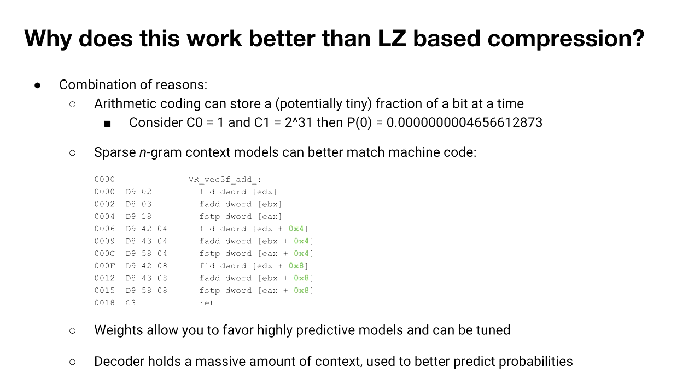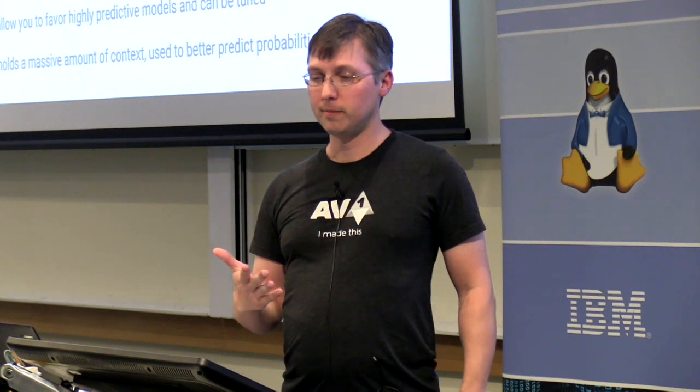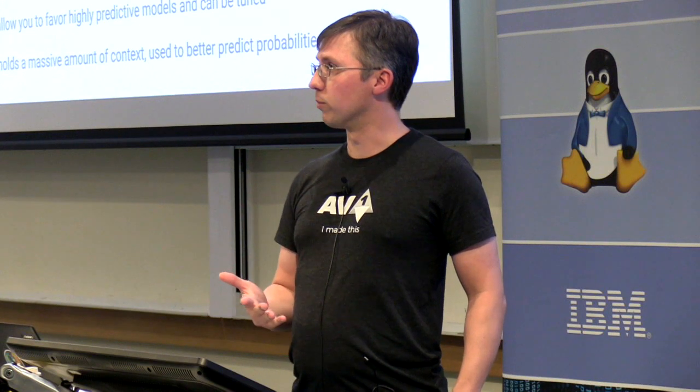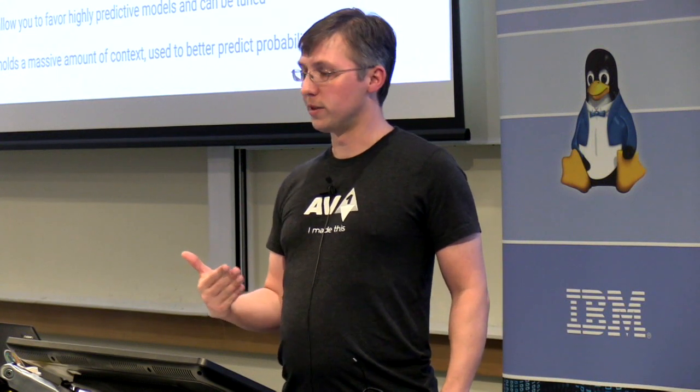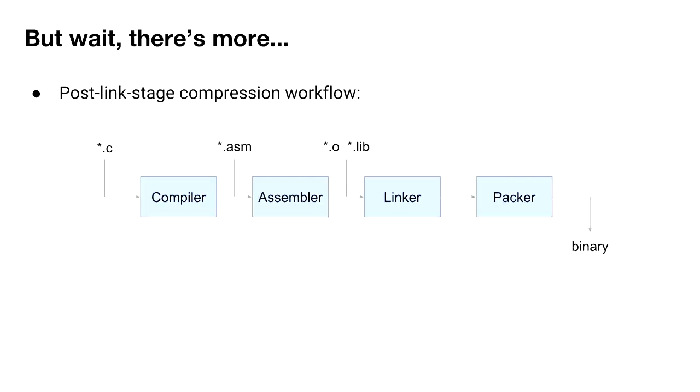And then the real reason is that our decoder with that hash table is holding a massive amount of context. So with all possible combinations of these contexts, if your models are chosen well and your weights are chosen well, you're going to have probabilities that make a lot of sense for the bits you're decoding. And so this is why these Windows-based binary compressors that are based on the PAQ algorithm do so much better than these LZ-based Linux compressors. All right, great. But there's more things we can do. We're not done yet.